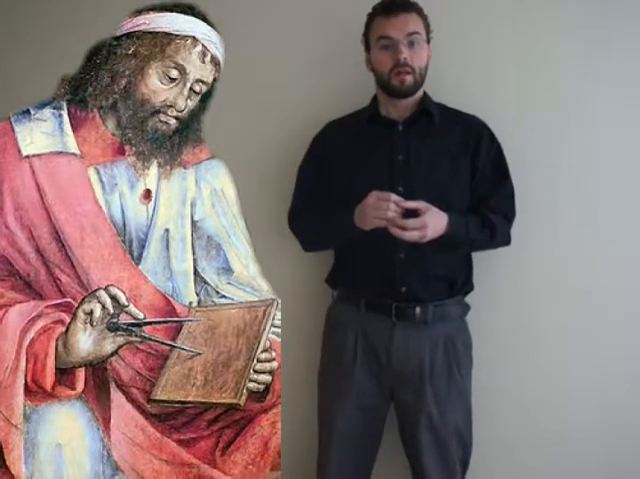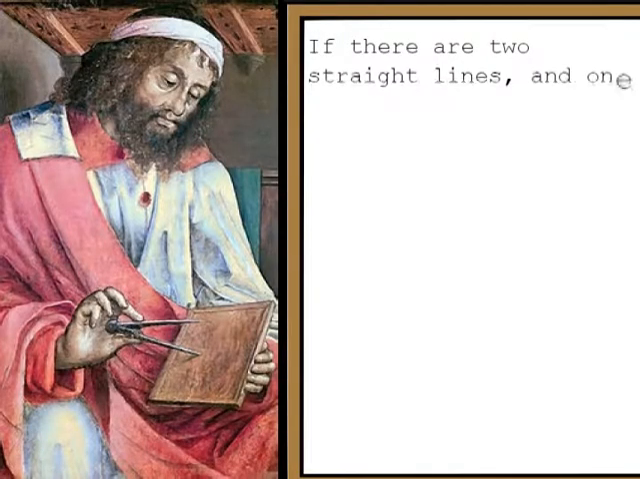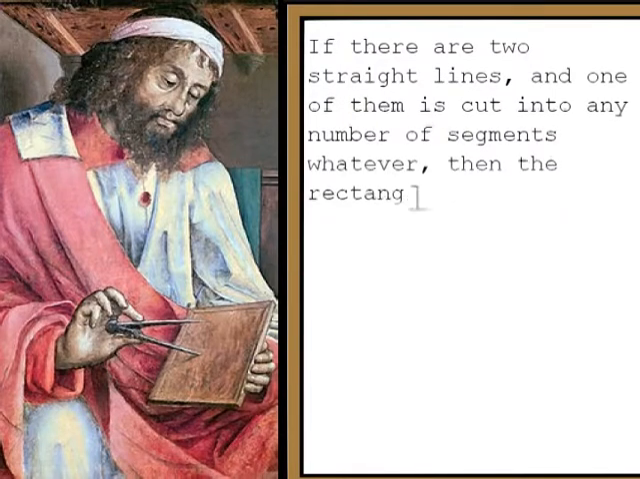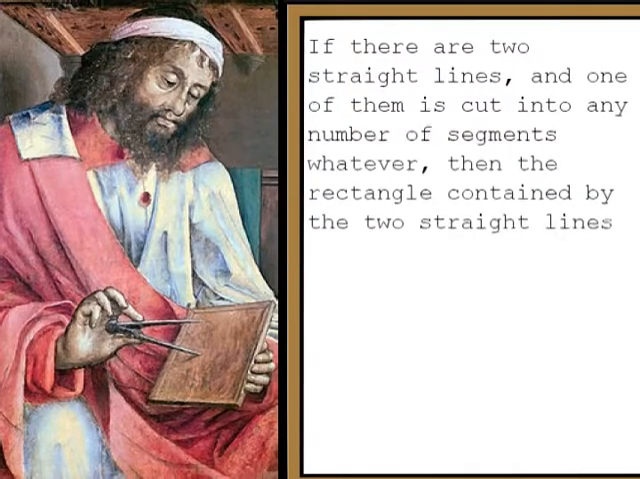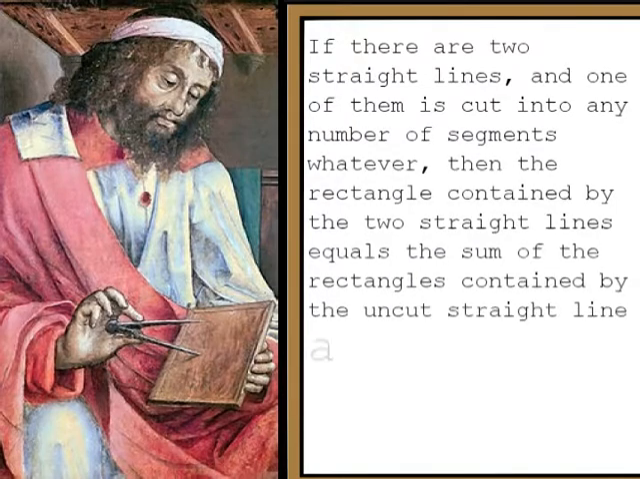His mathematics focused on the relationships and properties of shapes. This study is now called geometry, and Euclid is known as the father of geometry. Here's what Euclid wrote. If there are two straight lines, and one of them is cut into any number of segments whatever, then the rectangle contained by the two straight lines equals the sum of the rectangles contained by the uncut straight line in each of the segments.